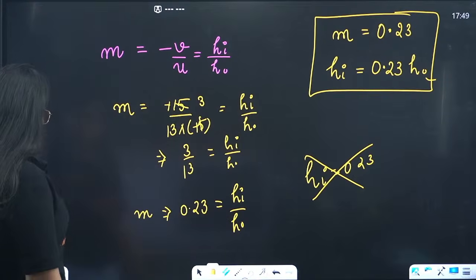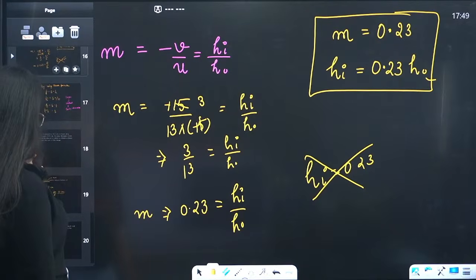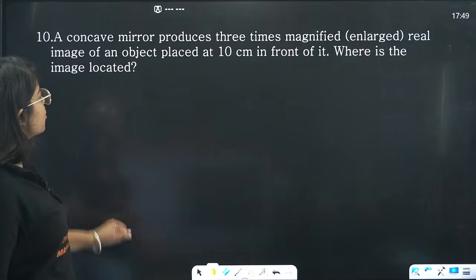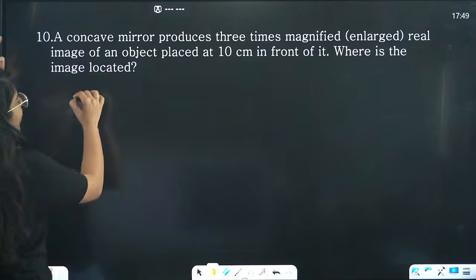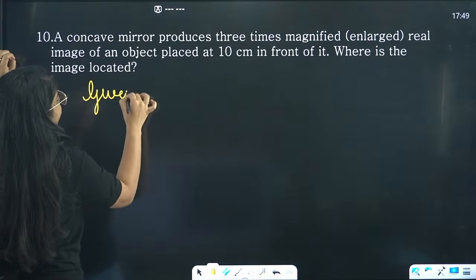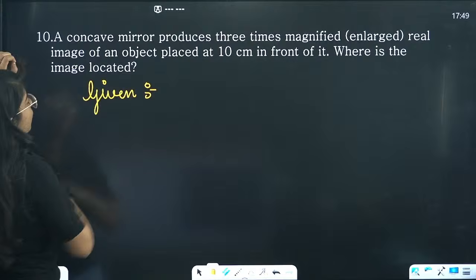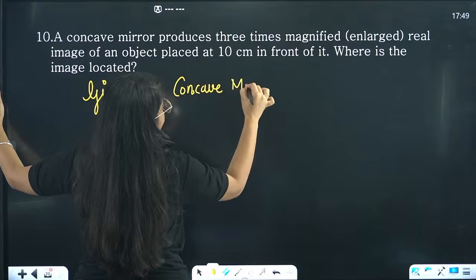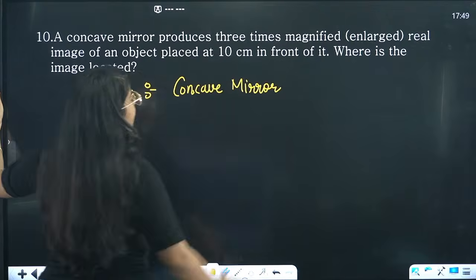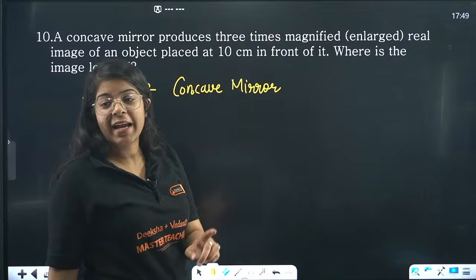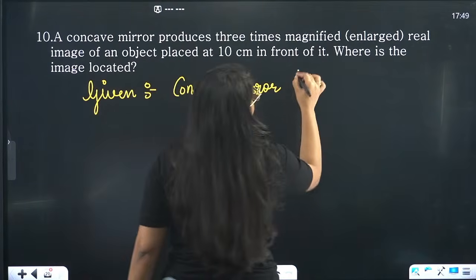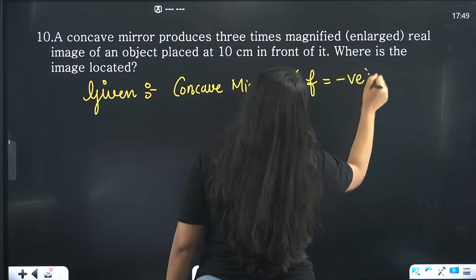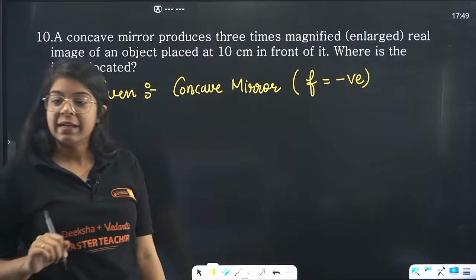Okay, next let's move on to the question. This one. Give me the answer to this question. A concave mirror. So what we do? We write given in the very first glance, and we write what is given, that is a concave mirror is given, and we write the focal length as soon as we see the mirror. So that is negative. Concave mirror has focal length negative.